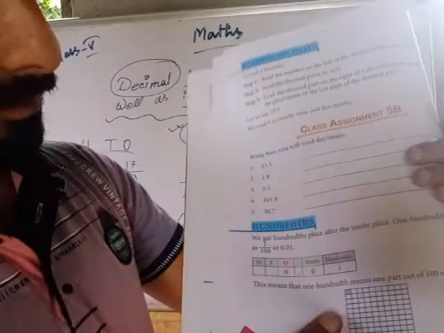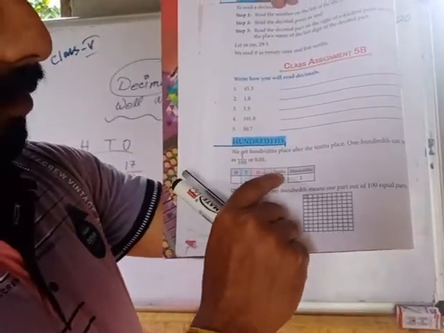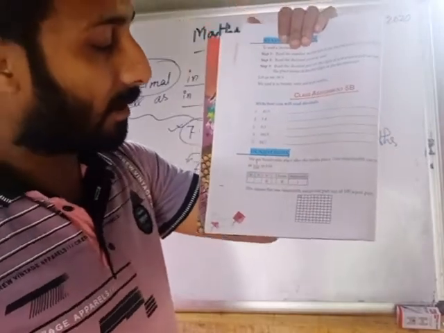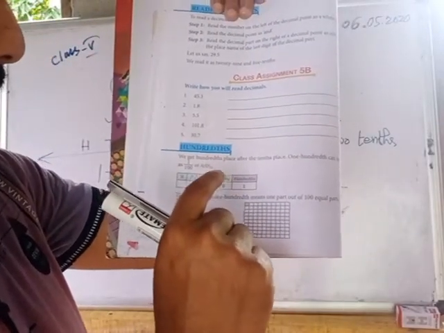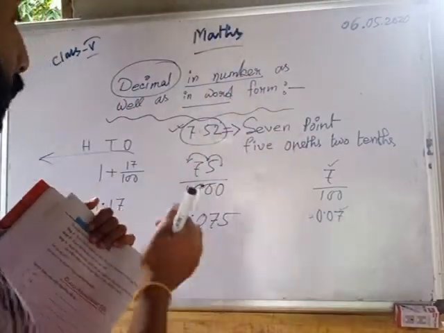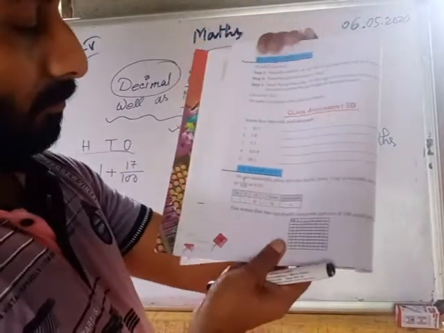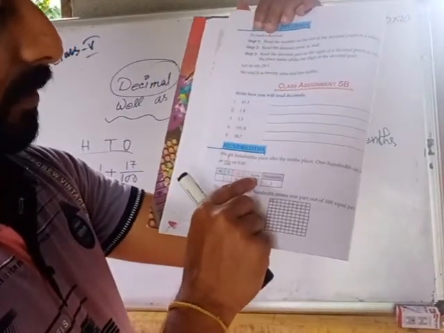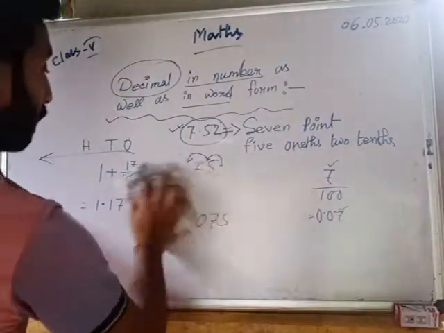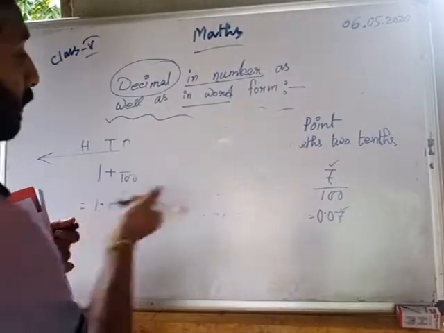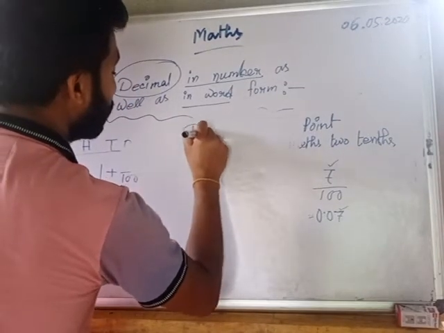Right over here, just the right side of the point, that is tens. Sorry, not ones, tens. Start from tens, hundreds, and so on. There are no ones after the point, just start from tens.